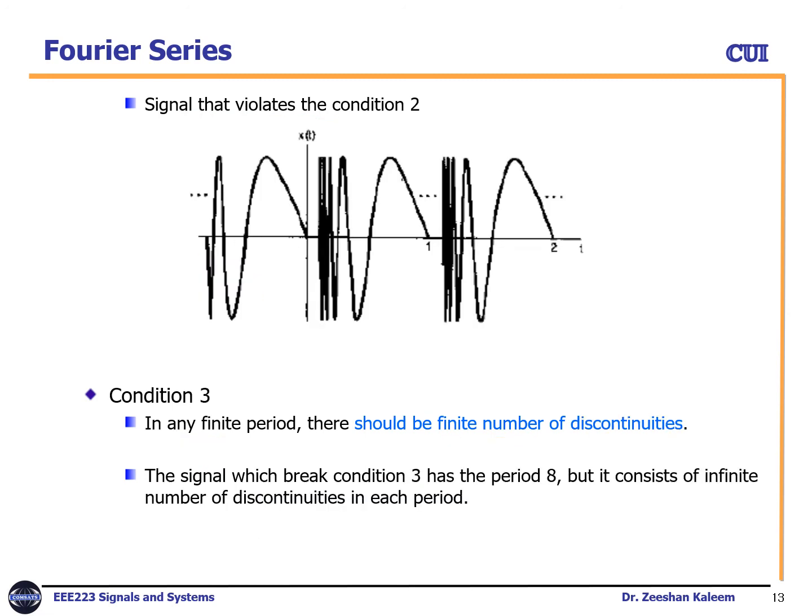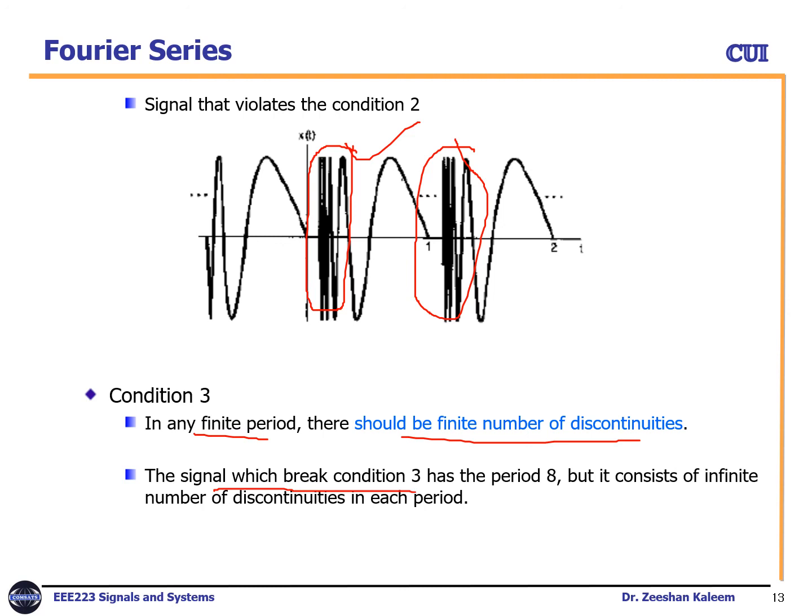The signal that violates condition 2 is this one. If you see, at this point they have a number of maxima and minima, and at this point as well. So the Fourier series of this signal is not possible. The other condition is that in any finite period, there should be a finite number of discontinuities. Finite means one or two, but if there are an infinite number of discontinuities, then it's not possible to find the Fourier series for that signal. The signal which breaks condition 3 has period 8, but it consists of an infinite number of discontinuities in each period.